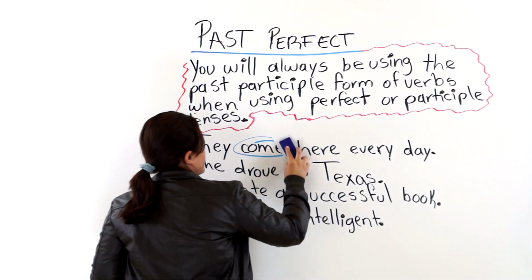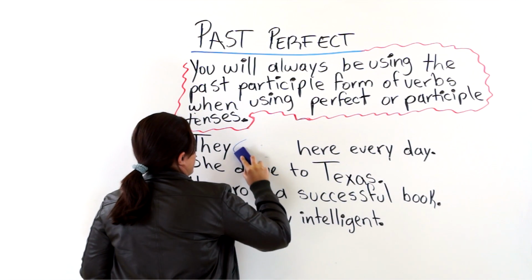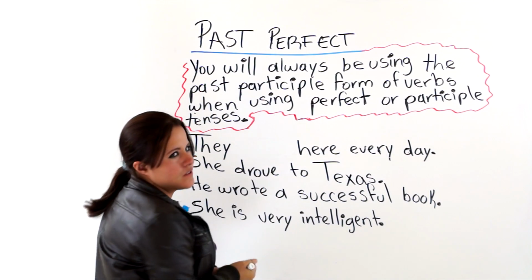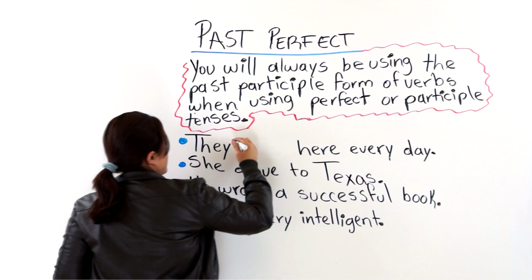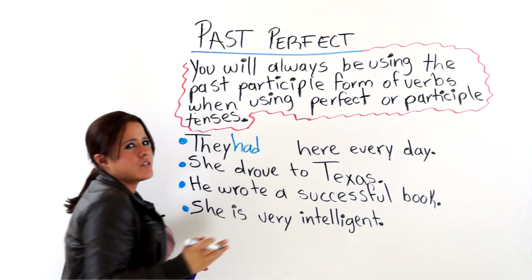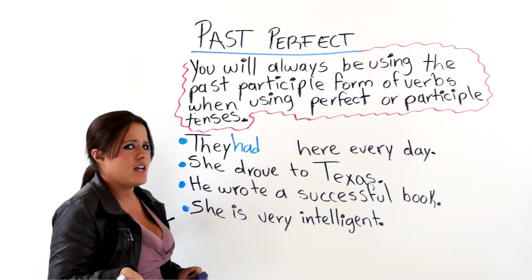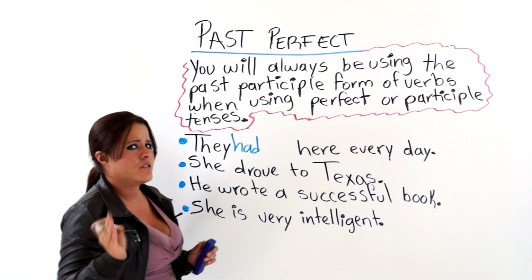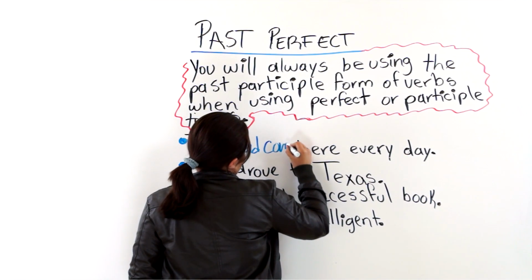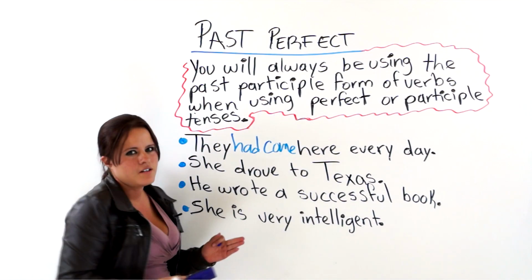So they what? We need to use had first. They had. And what is the past participle of come? Come. Past simple is came. And the past participle is come again. They had come here every day. All right.